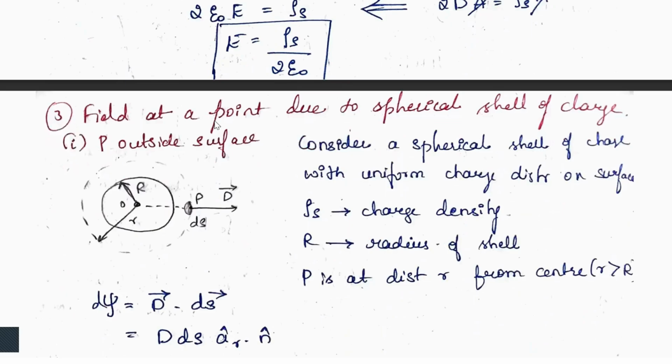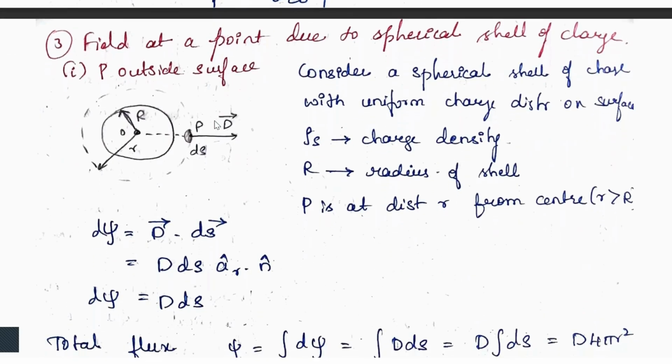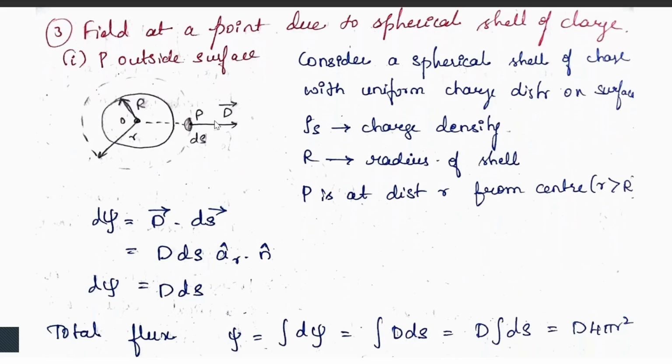Field at a point due to the spherical shell of charge. This is the first case we are considering, when P is outside the surface. When the point P is outside the closed surface, consider a spherical shell of charge with a uniform distribution of the surface charge. Rho s will be what?